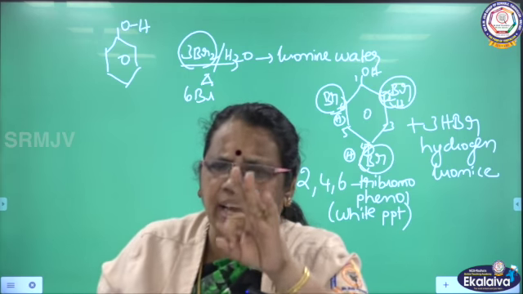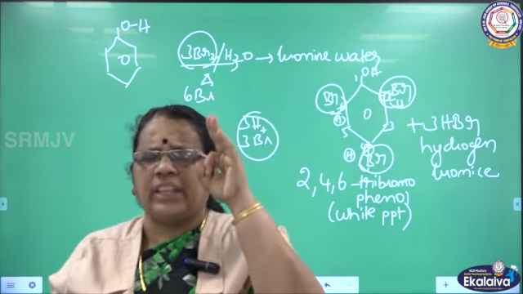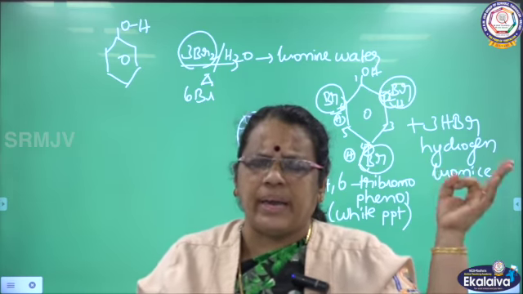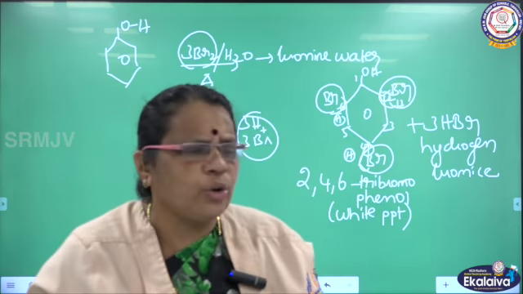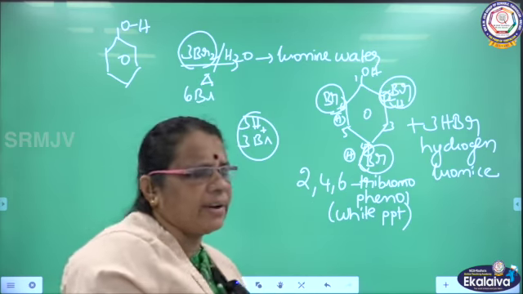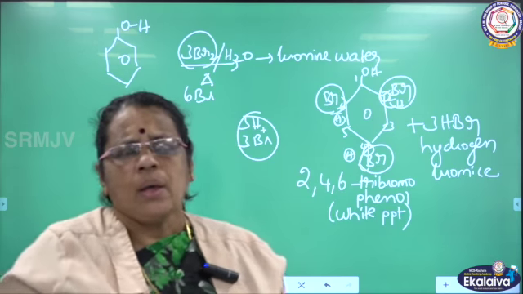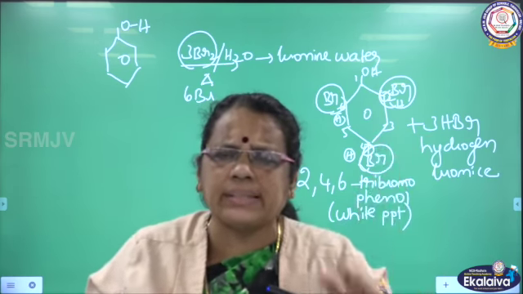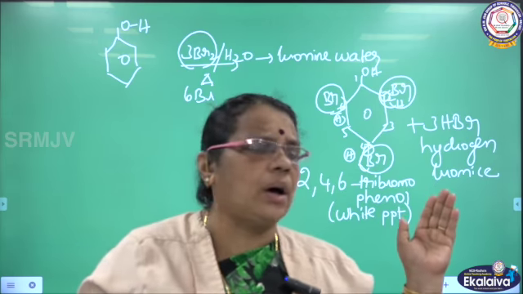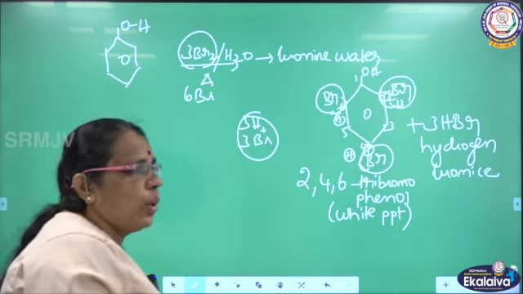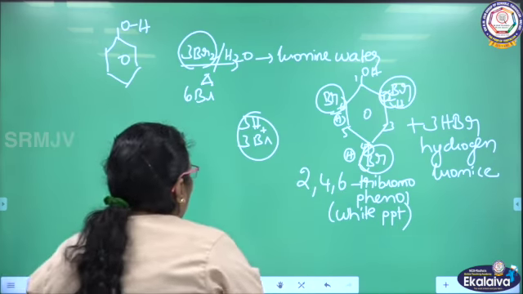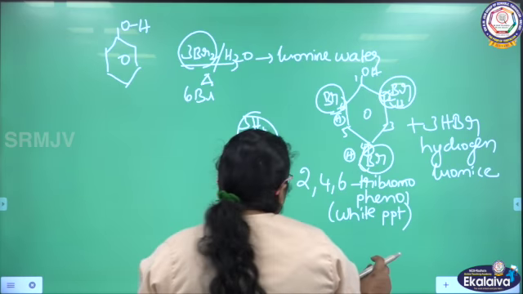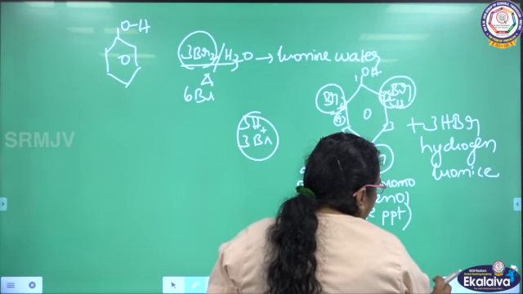I have removed 3 hydrogens from the benzene ring, so these 3 hydrogens combine with 3 bromines to form 3 HBr. What is HBr? Hydrogen bromide. What is the product I am getting here? 2, 4, 6 tribromophenol, which is the white precipitate, with the liberation of HBr.